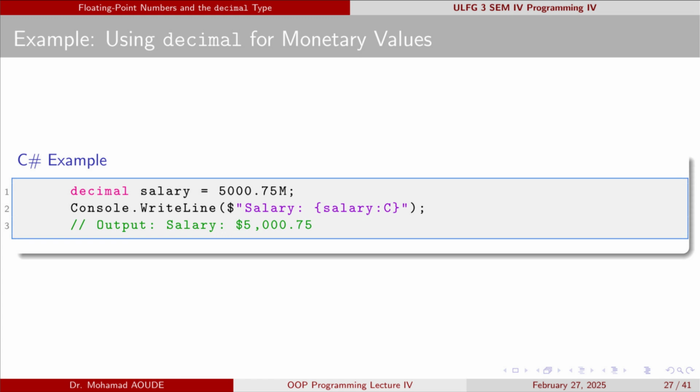When you're working with money in your program, it's really important to be exact. Imagine you have a salary that is 5,075 cents. In your program, you can write it like this. Decimal salary is equal to 5,075 M. The M at the end is like a special instruction that tells the computer to treat this number as a decimal. This is important because decimal is very precise and won't make tiny rounding mistakes like other ways of handling numbers with decimal points, float or double might.